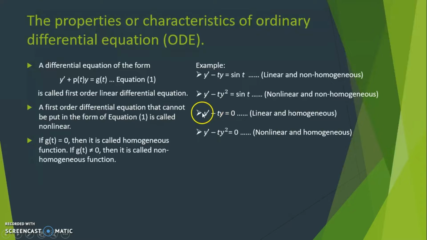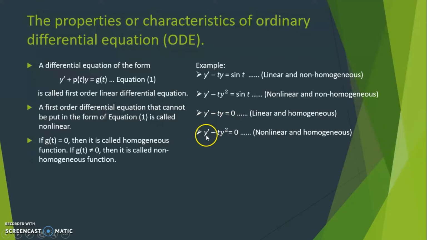We look at example 3. Y prime is similar to this, negative t y, the p(t) is negative t, is equal to 0. g(t) is 0. So from here we know that when g(t) is 0, this is called a homogeneous function. So this equation is a linear and homogeneous function.